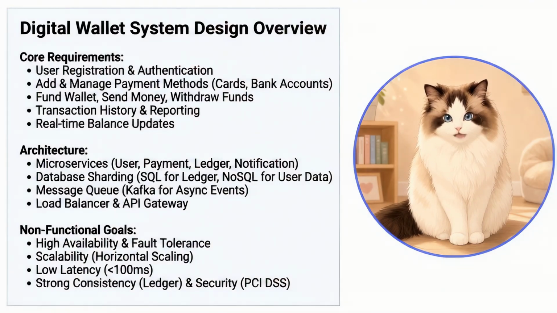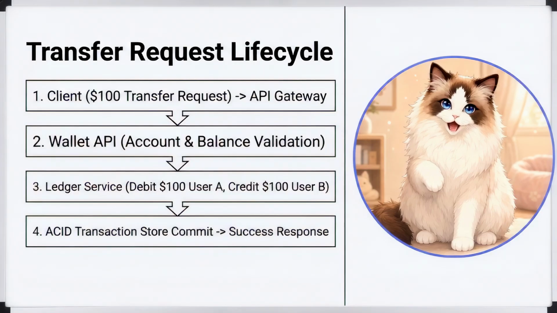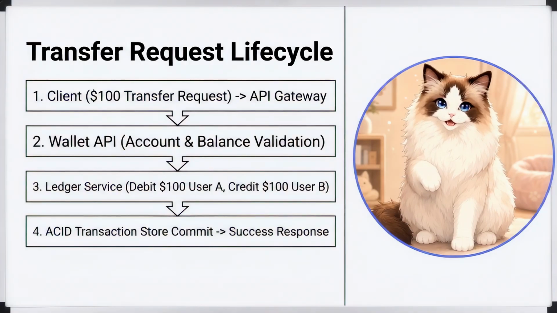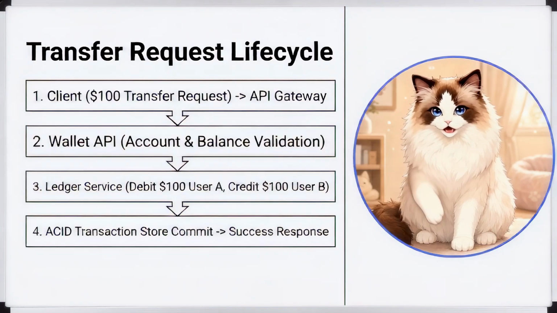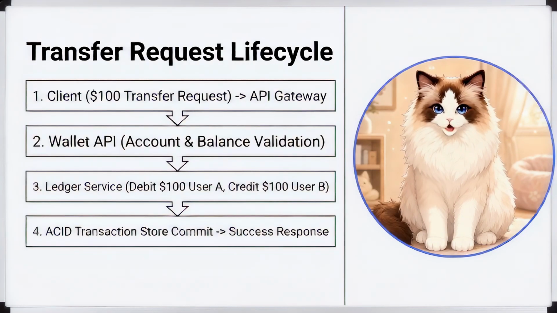Could you walk me through the step-by-step lifecycle of a transfer request as it flows through these components? Sure. When user A transfers $100 to user B, the client sends a request to the API gateway. The gateway forwards it to the Wallet API, which validates the accounts and balance. Then, the Ledger service starts a transaction. It debits $100 from user A's account, credits $100 to user B's account in the transaction store, and logs the transfer event. Once committed, a success response is returned back to the client.